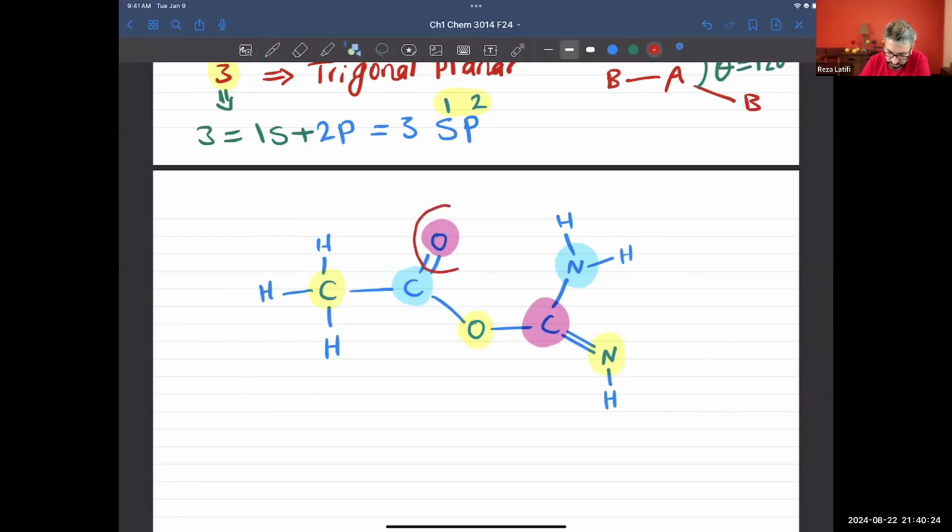Let's draw a circle around it. How many electrons do we see? 1, 2. We made 2 bonds. So 2 plus 2, that's 4.